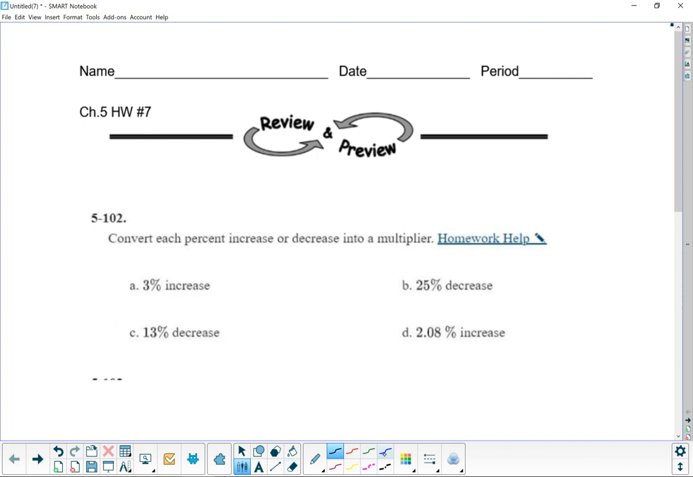So in this case, for a 3% increase, we're going to have to use 1.03. The 3% is right here, and the 1 keeps the number the same. The 1 essentially is the previous term that we add back once we do the 3% increase. So our multiplier is going to be 1.03. That's about all it is.